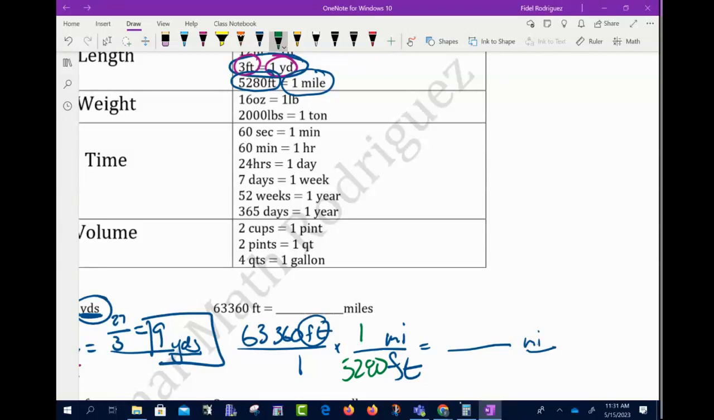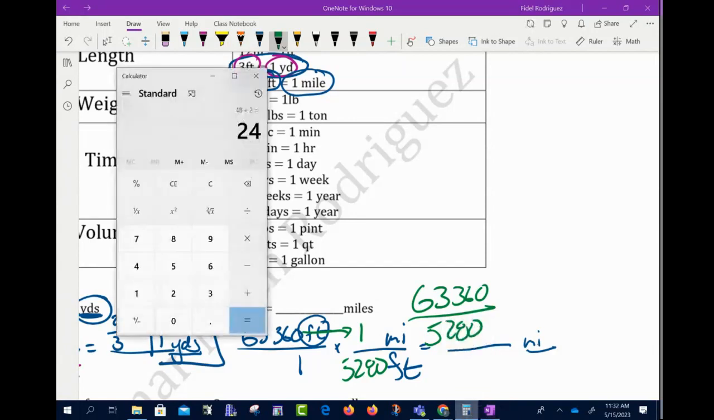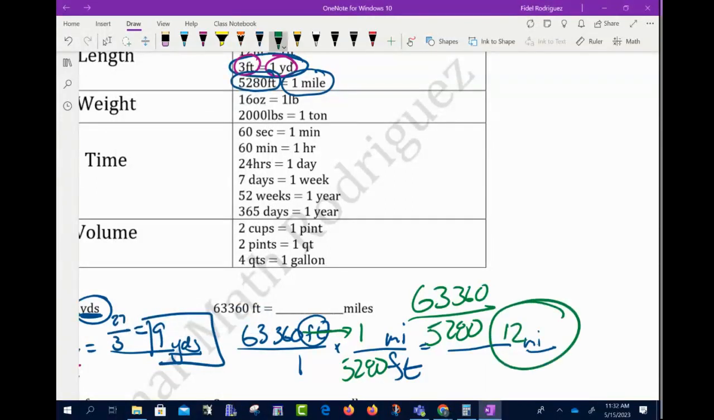Y'all, I'm going to multiply straight across. 63,360 times 1 is still 63,360. 1 times 5,280 is still 5,280. Let's take our calculators and divide that out. 63,360 divided by 5,280 is 12. 12 miles. And we're done. It's going to work like that every single time.